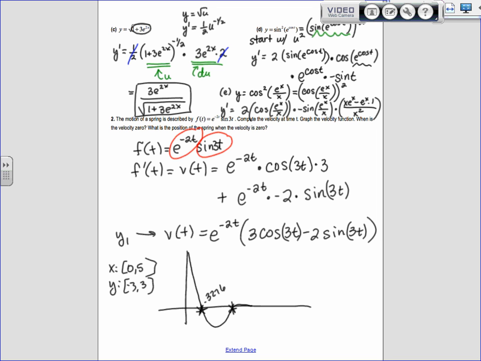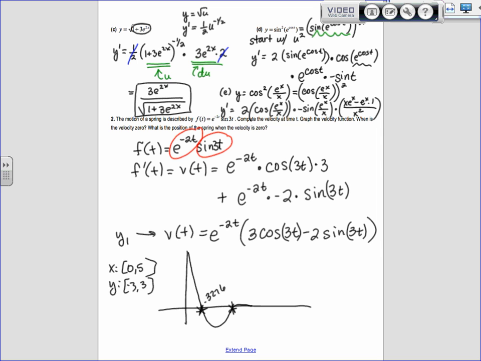Think about that. Why would it be important to find where the velocity is equal to 0? What's happening to the object? It stopped and then it changed directions, right? So in this case, we were going in a positive direction. We were up above the axis, so v was positive. And then we were below the axis, so we went backwards.